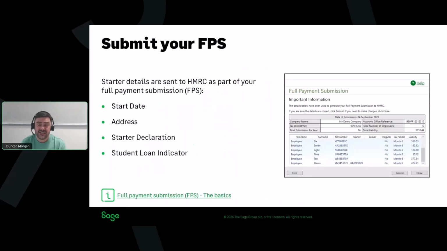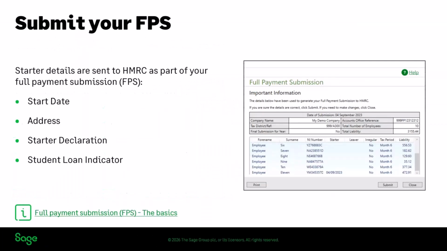Now, last thing we need to do is to report this new starter to HMRC. And the way that this is done is by submitting an FPS. So as part of the first FPS the employee is included in, it will report the employee's start date, starter declaration, personal details and address, and also any student loan indicator. And you'll be able to tell if there's a starter in your FPS by checking the starter column when it comes to the important information. So just to finish off our demo, I'm going to jump back to Payroll now.